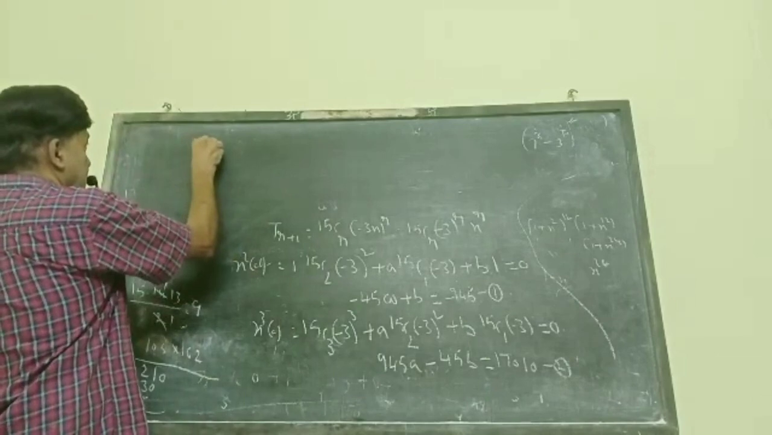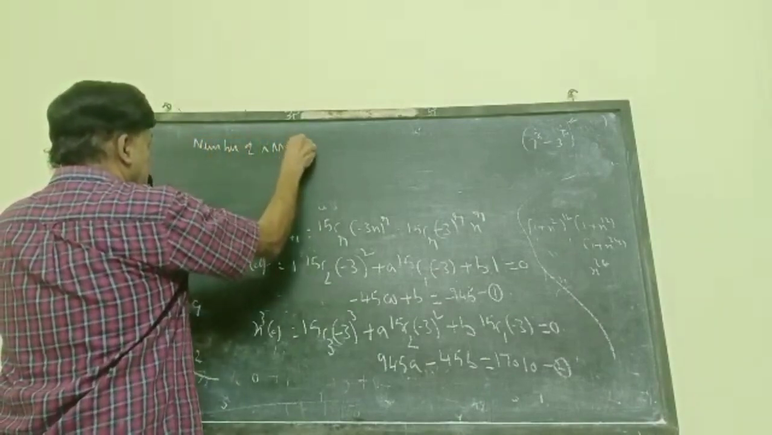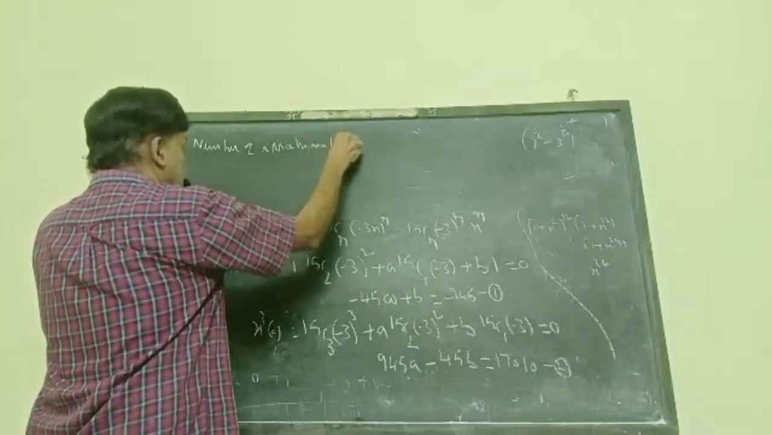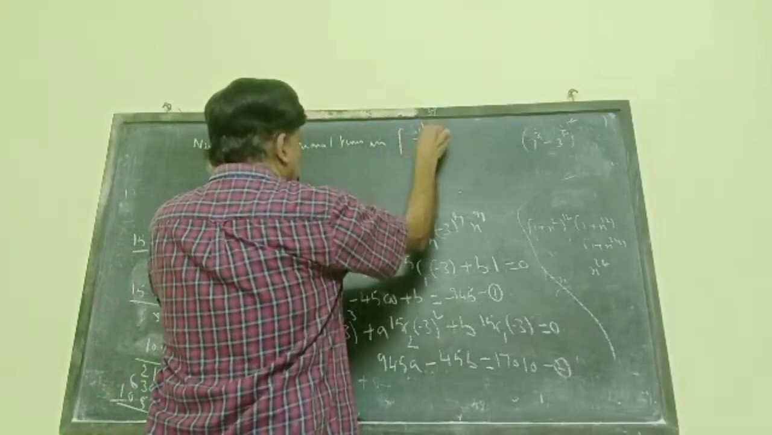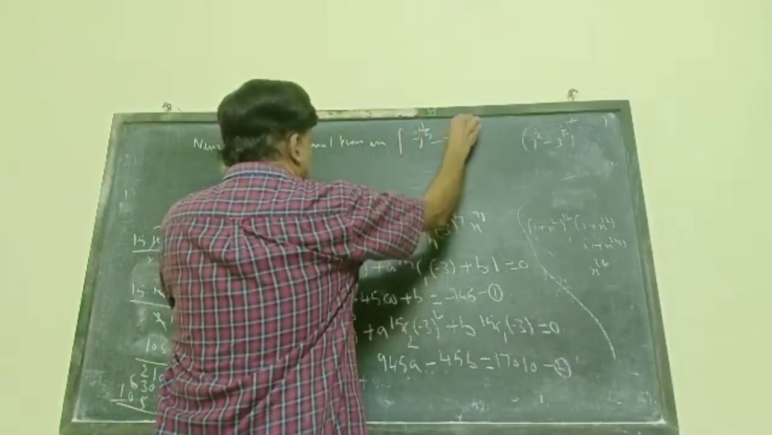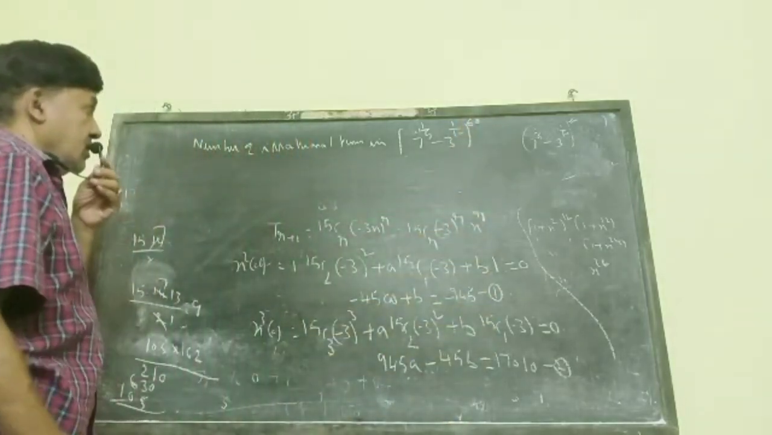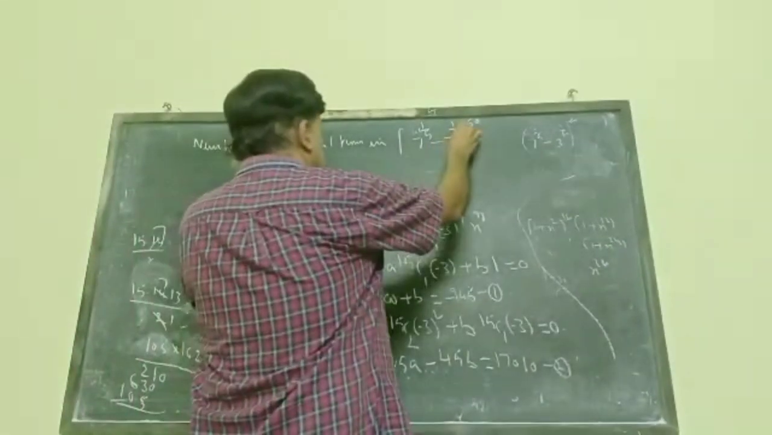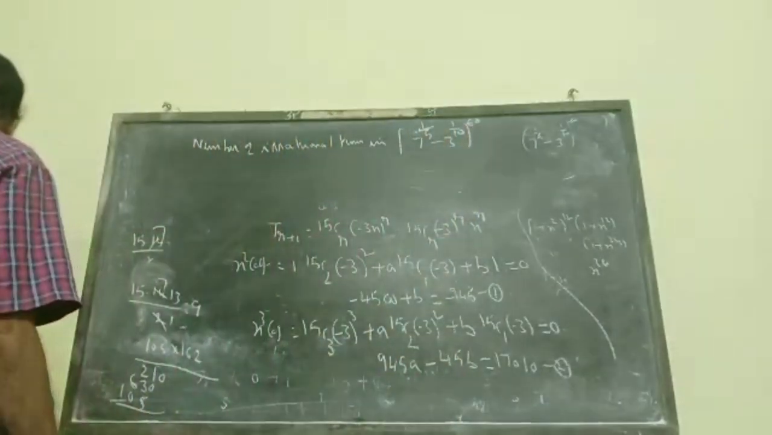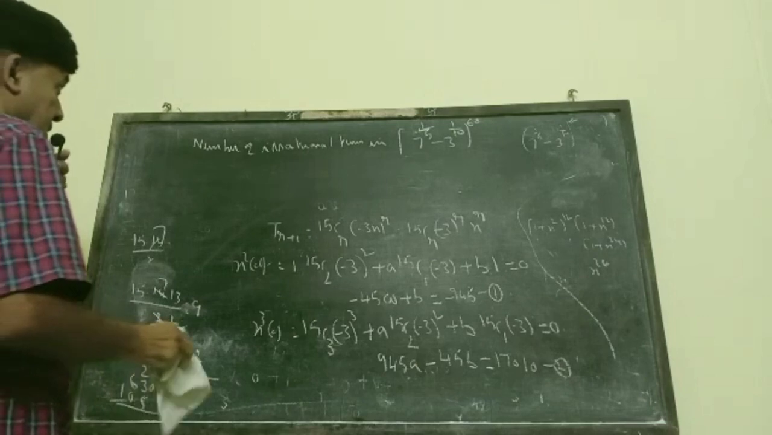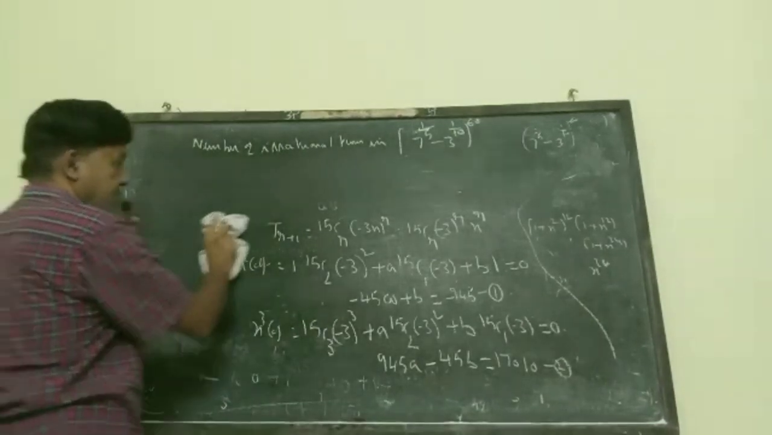Number of irrational terms in the expansion of (7 power 1 by 5 minus 3 power 1 by 10) whole power 60. 7 power 1 by 5, 3 power 1 by 10, whole to the power of 60. Number of irrational terms in the expansion of this.